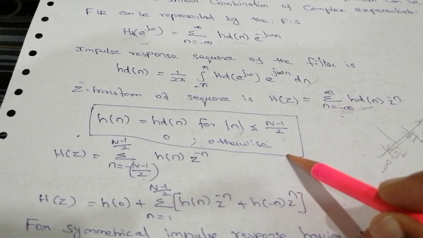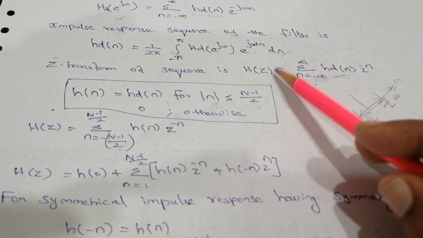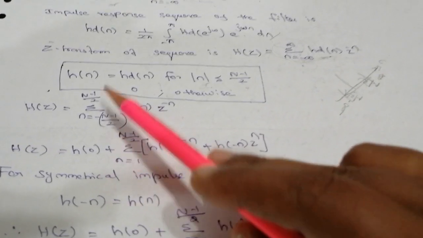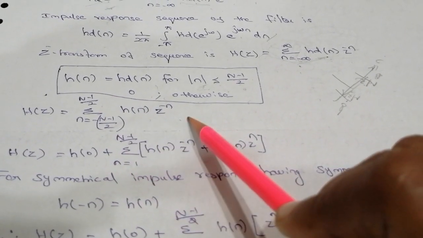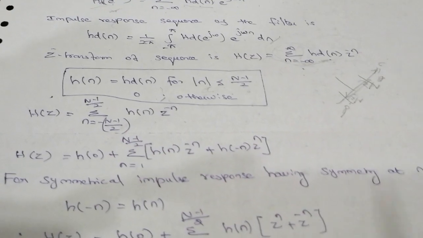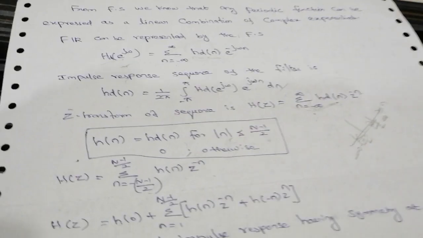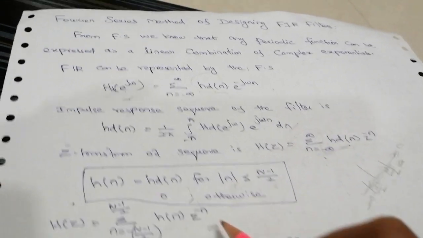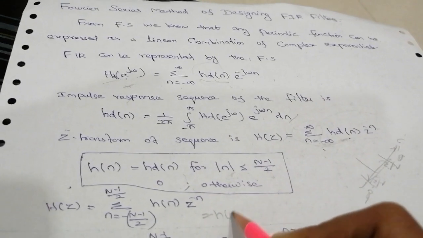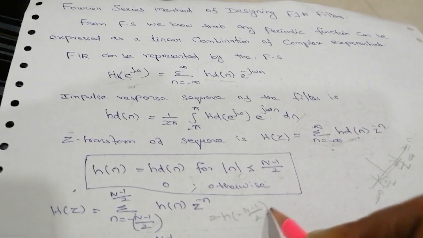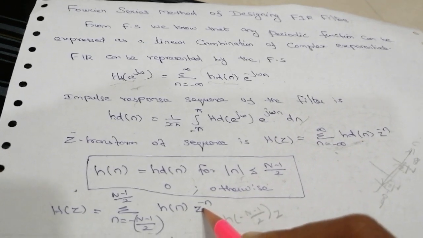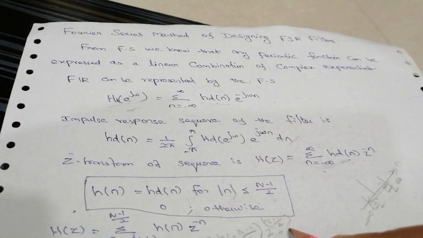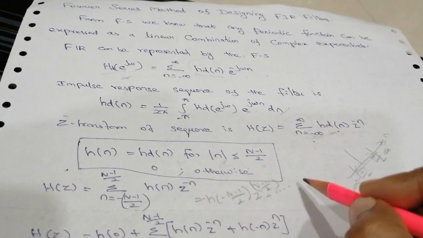According to this statement, we can rearrange the equation as H(z) = summation n equal to minus (N minus 1)/2 to plus (N minus 1)/2 h(n) z^{-n}. Then expand the summation term. Expanding the summation term, we substitute the n value. First is h of minus (N minus 1)/2 into z power plus (N minus 1)/2. So likewise we substitute the n values.